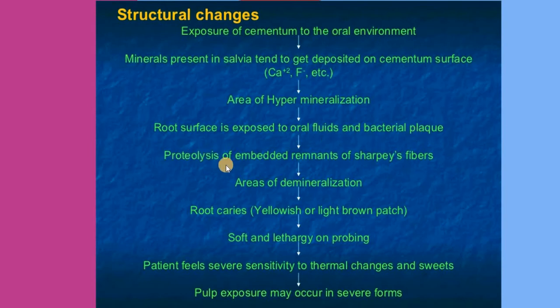will lead to proteolysis of the remnant of Sharpey's fibers. And this degeneration of Sharpey's fibers creates an area of demineralization, and subsequently leads to root caries, and the root surface will be soft and lethargic on probing, and the patient feels severe sensitivity to thermal change and sweets. And in the most advanced cases, the most severe form of degeneration, it will lead to pulp exposure.